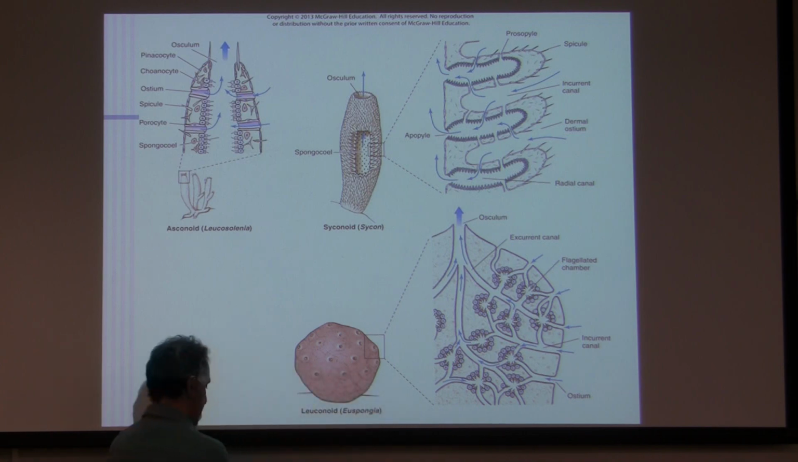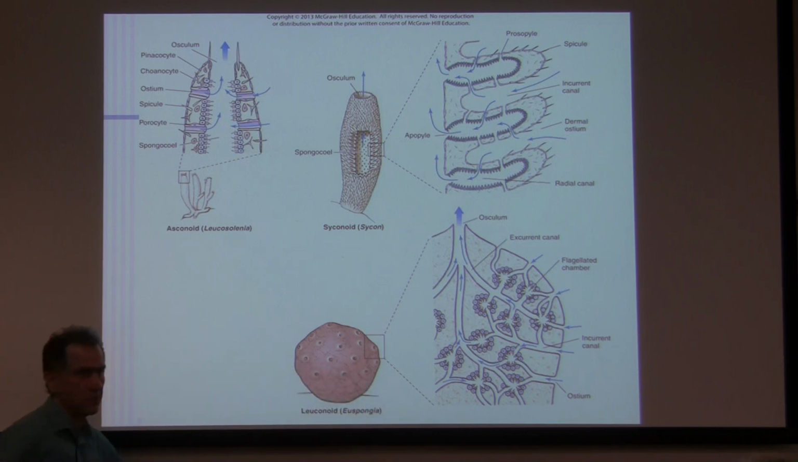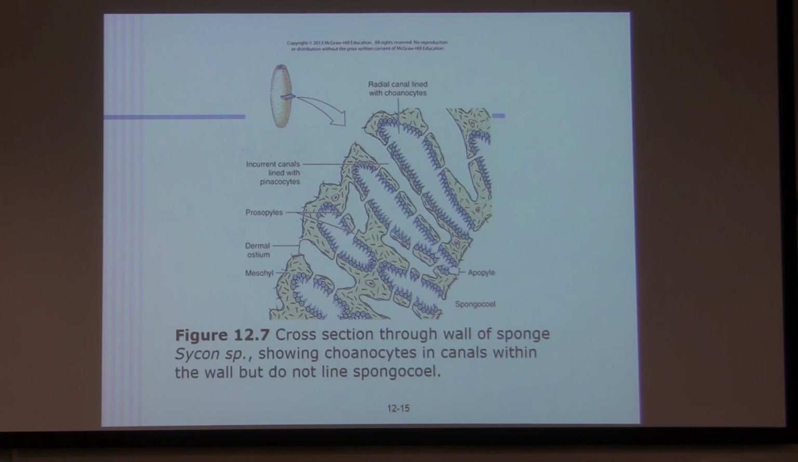Some textbooks like to refer to them as amoebocytes. Your textbooks refer to them as both, amoebocytes and archaeocytes. So the osculum is basically the ending of the sponge. Very good. Osculum is on top, right there. Okay, here we go again.